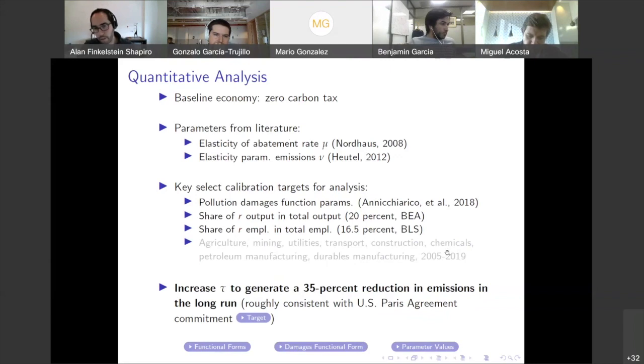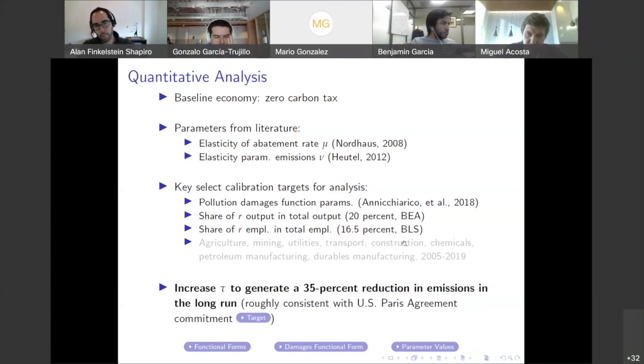In the context of Chile, for example, most of the CO2 emissions, based on what I've read, come from manufacturing and also just electricity generation. So in this scenario, the share of output that comes from regular firms is roughly 20% based on BEA data, and the share of employment in total employment is roughly 16.5% per BLS data.